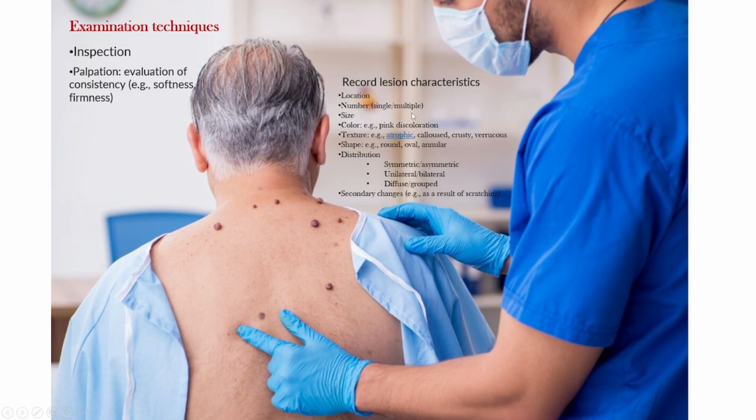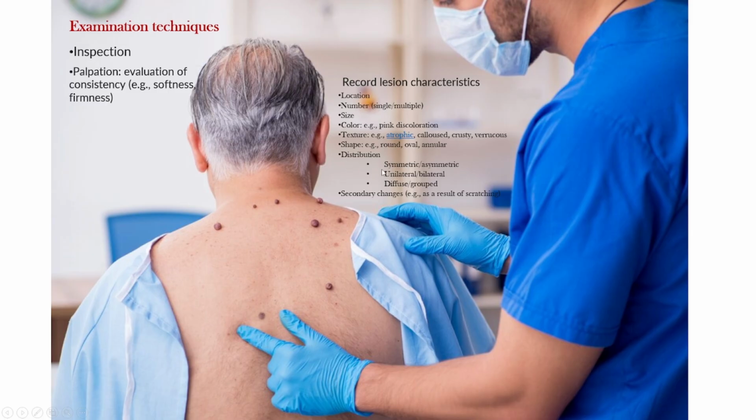The number, is it single or multiple? So in our patient, we have 1, 2, 3, 4, 5, 6, 7, maybe 8. So it's multiple. Then the size, we will bring the centimeter ruler, and we will measure it. We'll take two dimensions, maybe 2 centimeters multiplied by 3 centimeters or whatever. Then we will record its color, the texture, and the shape, round, oval, for example.